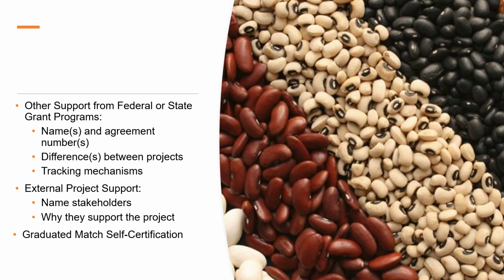Finally, the graduated match self-certification section allows those applicants that qualify for a reduced matching funds requirement of 25% to self-certify to that effect. As a reminder, all infrastructure grant projects have a 50% matching funds requirement. However, certain applicants qualify for a reduced match of 25%. These include beginning farmers or ranchers, veteran farmers or ranchers, limited resource farmers or ranchers, socially disadvantaged farmers or ranchers, historically underserved farmers or ranchers, small disadvantaged businesses, women-owned small businesses, and/or veteran-owned small businesses.